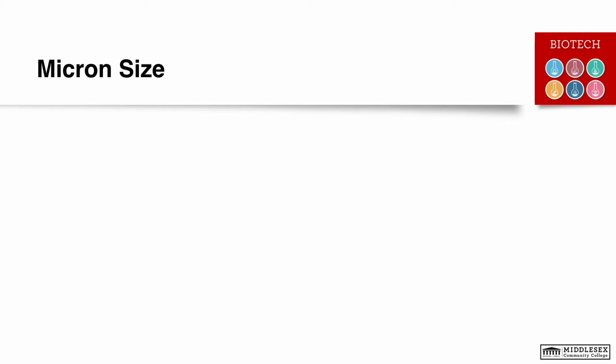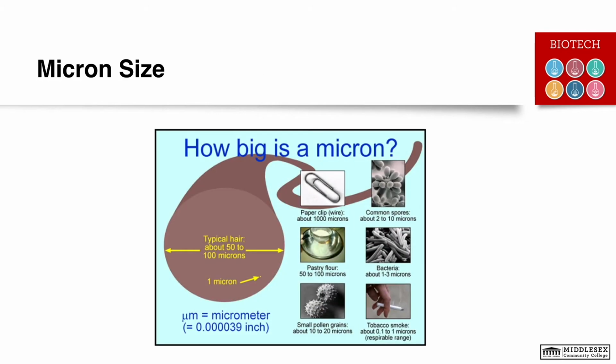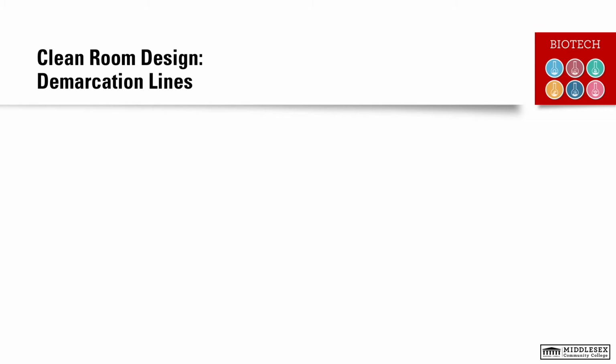For you to have a better understanding when discussing micron size, you'll see that one hair strand is typically 50 to 100 microns in diameter. If one bacteria consists of 1 to 3 microns, imagine how many colonies could be on one hair strand. This is why it's important that we follow proper gowning procedures in order to prevent inadvertent contamination into the clean room environment. Clean rooms are designed with a demarcation line.